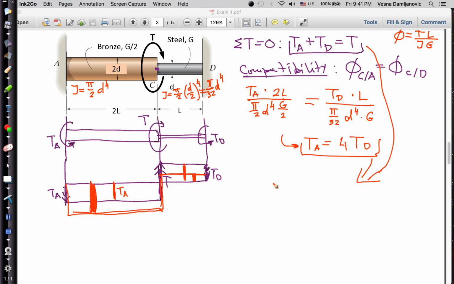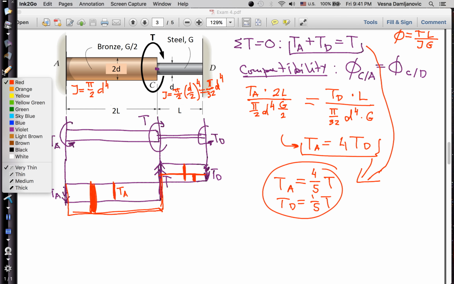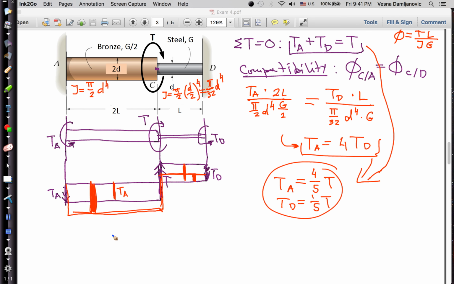So from these two equations, we get that TA is equal to 4/5 of T, and TD is equal to 1/5 of T. These are our reactions in terms of T. And the only thing that remains to do, and now I'm going to change pen to blue, we get this. Now we are putting in that tau maximum, okay? So we're told that the tau maximum, the absolute maximum shear stress for the entire beam shaft is tau max.